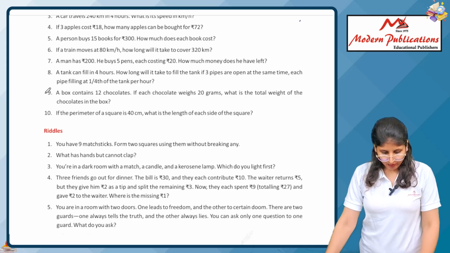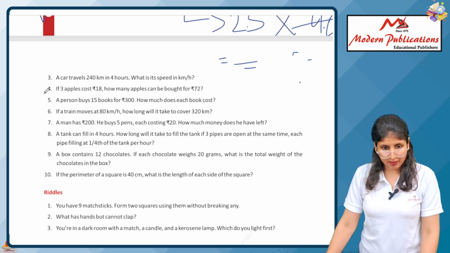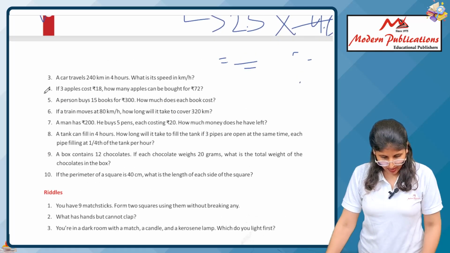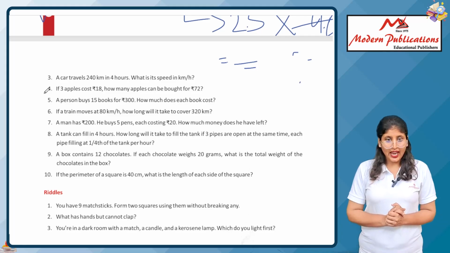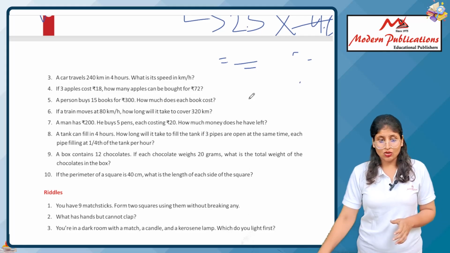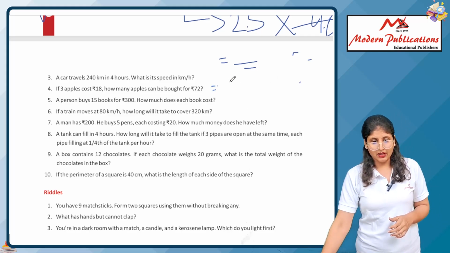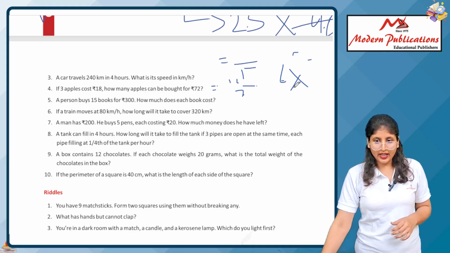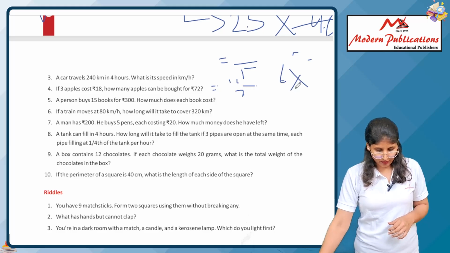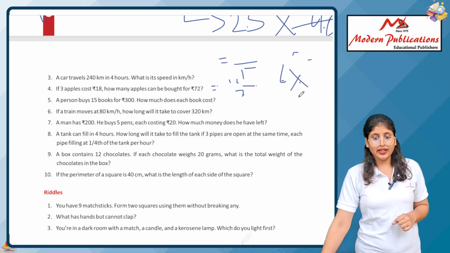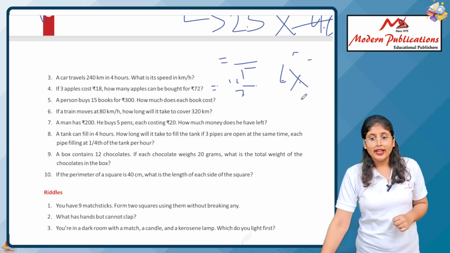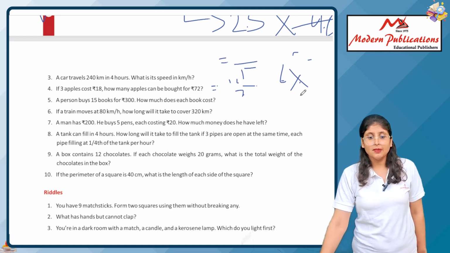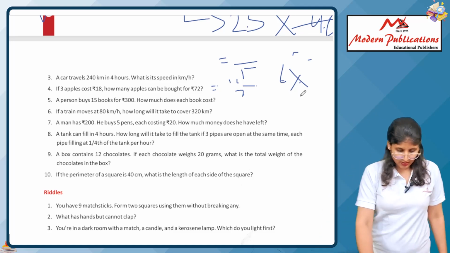Next is question number 4. The cost of 3 apples is 18. So first find the cost of 1 apple. 18 divided by 3 is 6. How many apples can we buy with 72? In 72, how many apples are we able to buy? Just one minute.